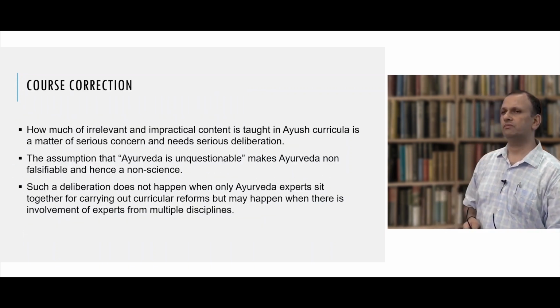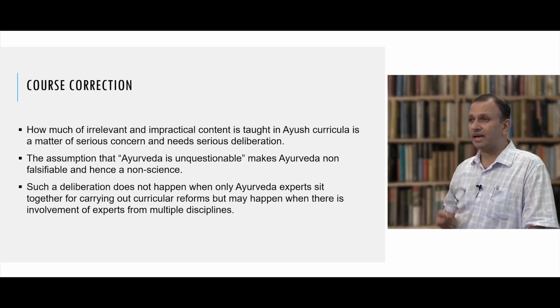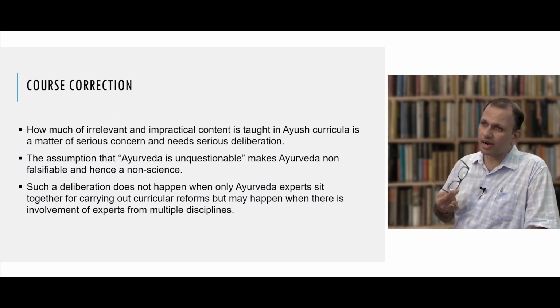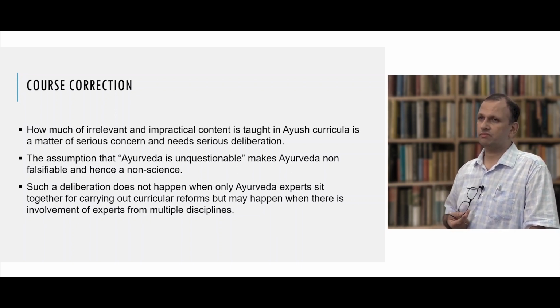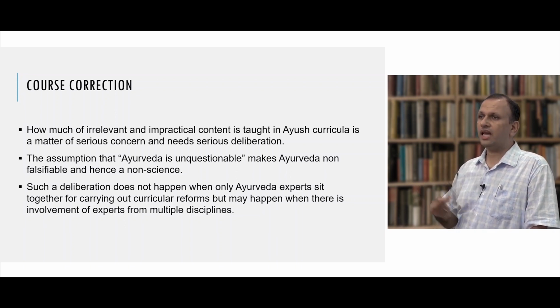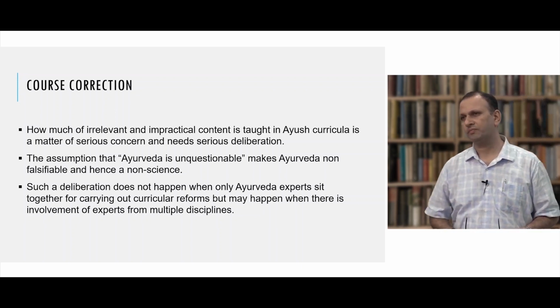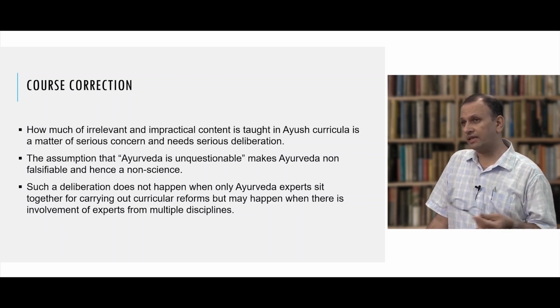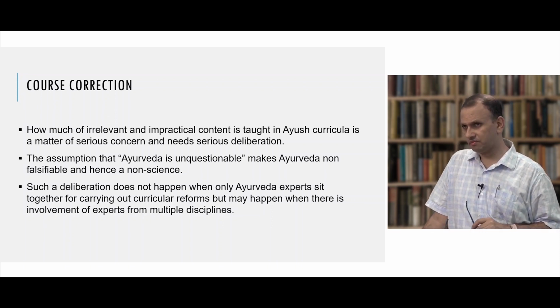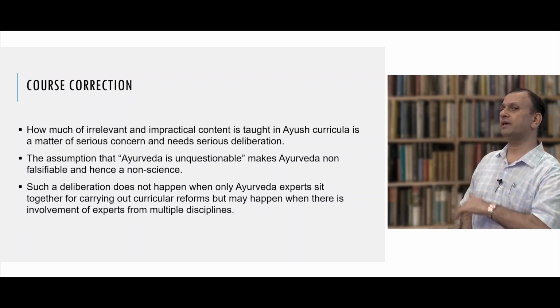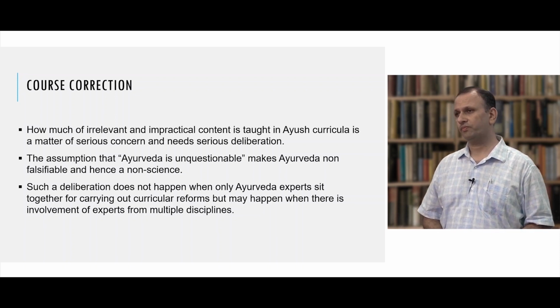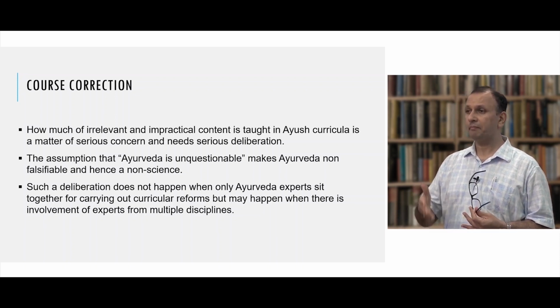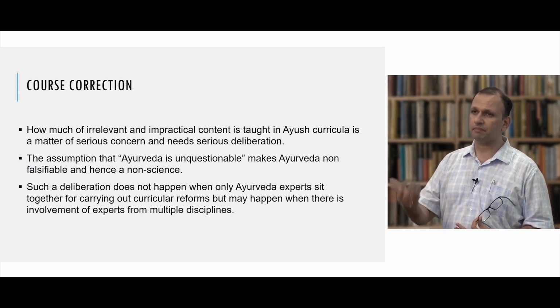So how can we do course correction? How much irrelevant and impractical content is taught in Ayurveda curricula is a matter of serious concern and needs serious deliberation. The assumption that Ayurveda is unquestionable makes Ayurveda non-falsifiable and hence a non-science. I have dealt in detail with this falsifiability, verifiability and so on in my Confessions article. Those who are interested can go through my article, titled Confessions of an Ayurveda Professor, where I have discussed all this in detail. Such a deliberation does not happen when only Ayurveda experts sit together for carrying out curricular reforms. But I hope it may happen when there is involvement of experts from multiple disciplines.